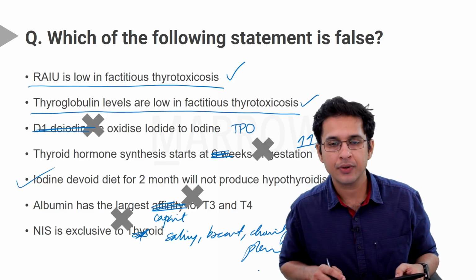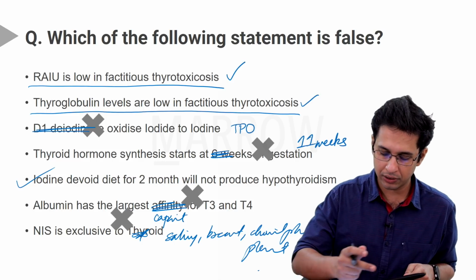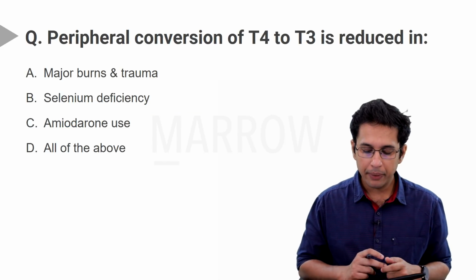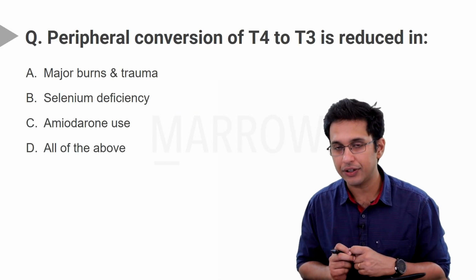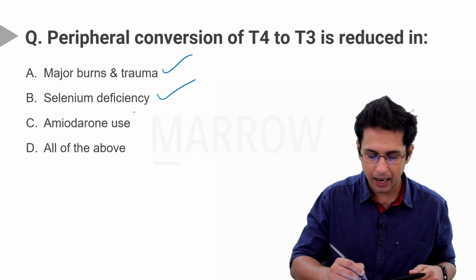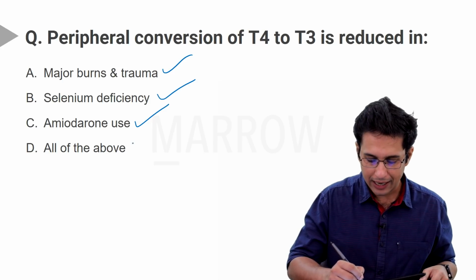Got it? All are repeat questions. Any doubt, go back and read again. Peripheral conversion of T4 to T3 is reduced in major burns, yes. Selenium deficiency, yes. Amiodarone use, yes. Amiodarone is basically iodine because it has a large portion of iodine. Answer is all of the above.